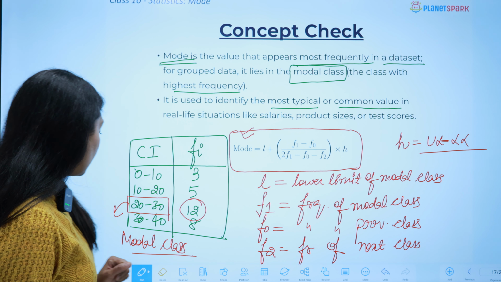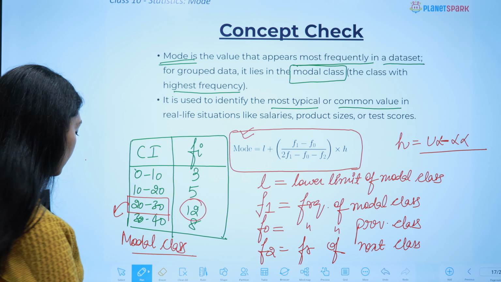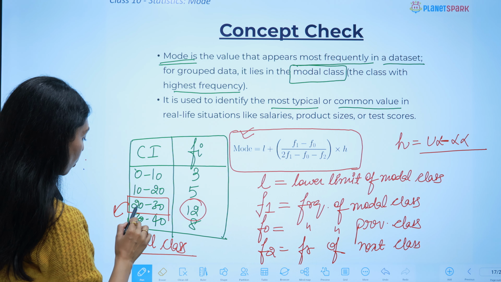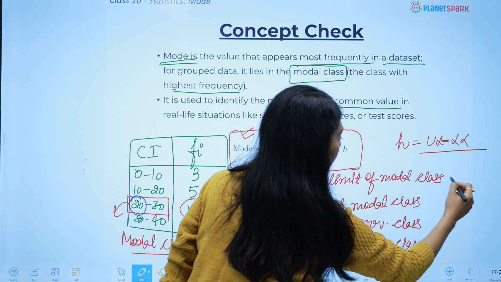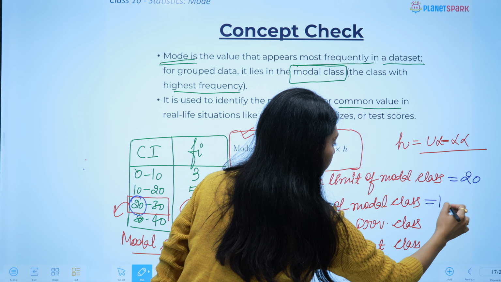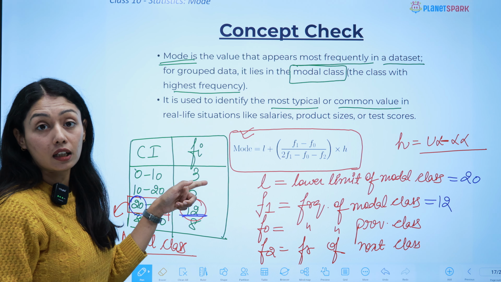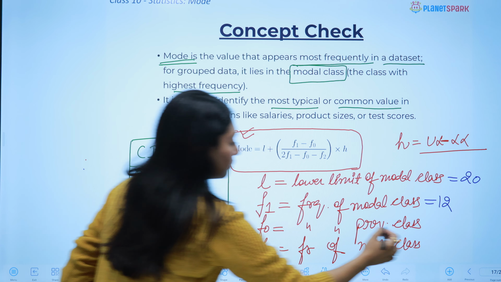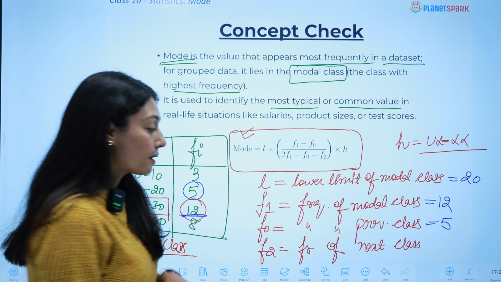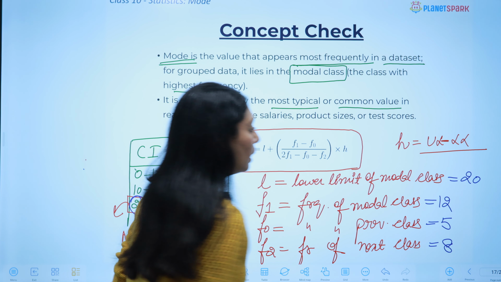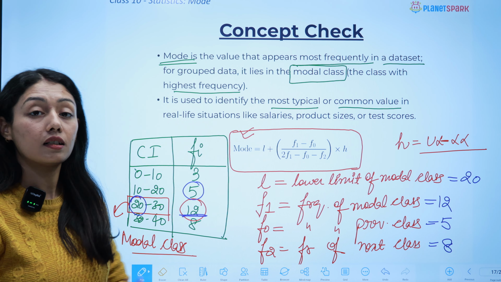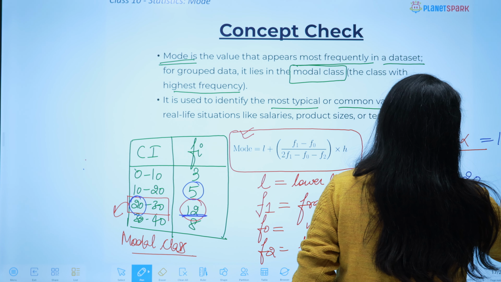Everything in the formula? Yes? So from here in this data, this is the modal class. So let's identify all these values. क्या क्या है हमारे पास? Let's just see. Okay, so let's say that is the modal class. So lower limit क्या होगी इसकी? 20. So L here will be 20. Then the frequency of the modal class, which is 12. Frequency of the class preceding the modal class, पिछली class, 5. That is F0. Frequency of the class succeeding the modal class or the next class, that is 8 here. So that is F2. And the class size, upper limit minus lower limit: 10 minus 0, 20 minus 10, 30 minus 20, 40 minus 30. Same होगी हर जगह value. That is equal to 10 here.